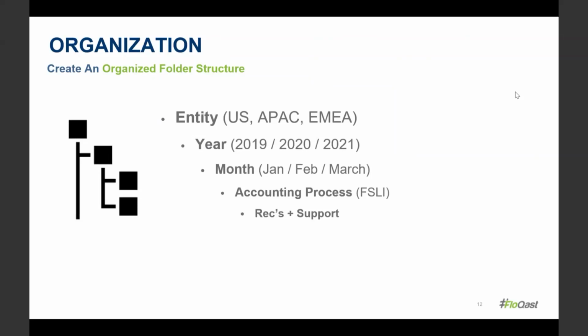We recommend using a structure similar to the one here on the screen, starting with what entity it belongs to, what year, month, down to the accounting process. And you'll want to make sure that you carry this organization over period over period. I know my goal today was to talk about how to be more efficient, but I would recommend assigning this out as a task to a member of your team to roll this forward each period. It is one extra step, but it's one that will never be wasted. And it's one that can significantly affect your close month over month.